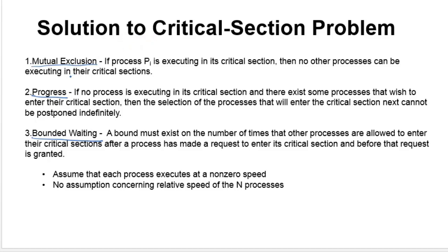What is mutual exclusion? Mutual exclusion means if some process is executing in its critical section, then no other process in the system can be executing in their critical section. I repeat, mutual exclusion means if process Pi, for example, is executing in its critical section, then no other process are allowed to execute in their critical sections.